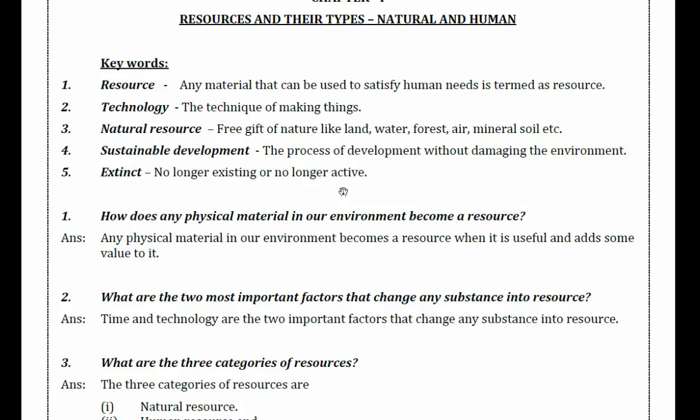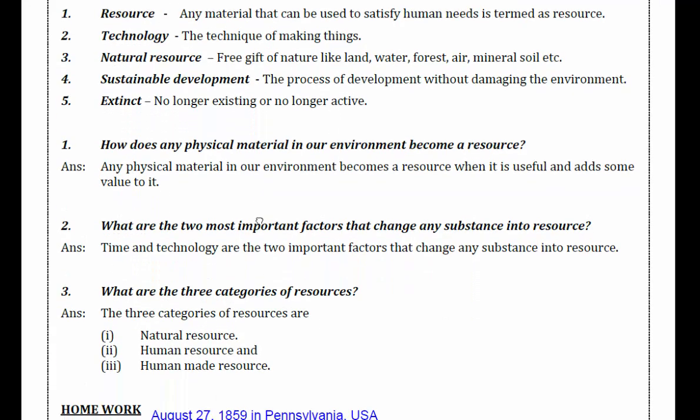Sustainable development, the process of development without damaging the environment. Extinct, no longer existing or no longer active. That's what we call extinct. Sustainable development, this one is important. So let's go to the question and answers.